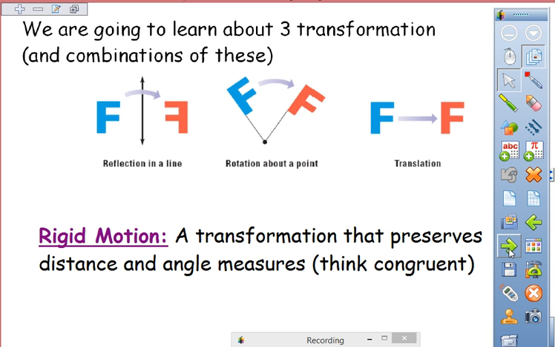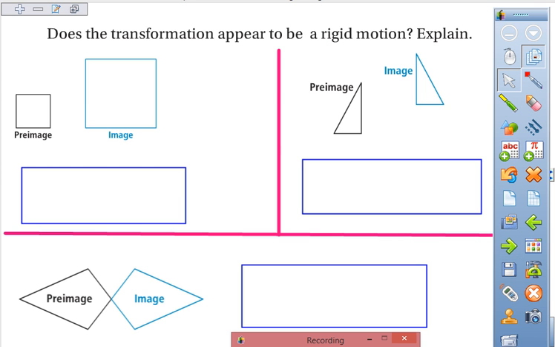A rigid motion is a transformation that preserves distance and angle measure. Distance and angle measure. So think about the figures as being congruent. Notice the F's above have not changed size and they have not changed shape.